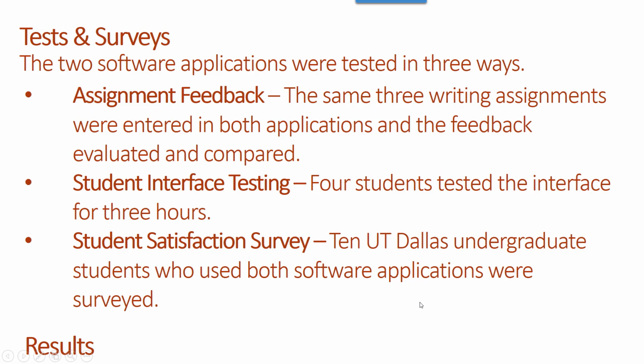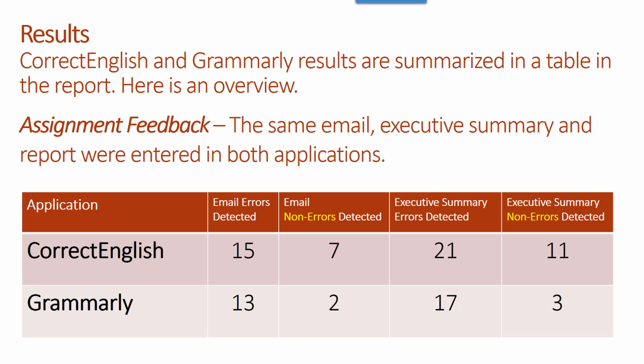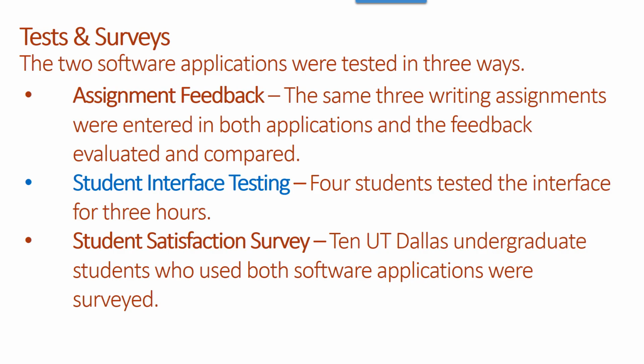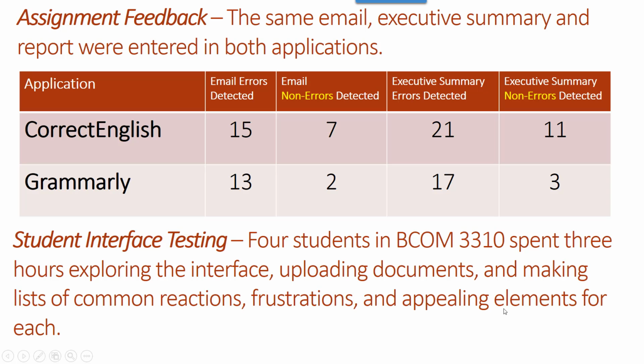So now we're going to add results. And for results, we're going to summarize. This is in the report. Here's an overview. So maybe I have a simplified version of the table, and I have the feedback. And then since I previously had tests and surveys with this as my second aspect, I'm going to mirror that in the results section and do student interface testing.